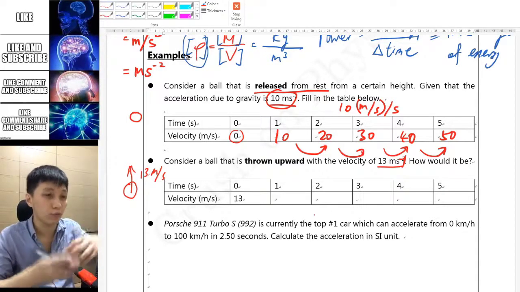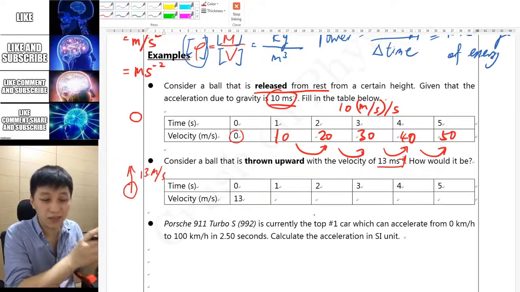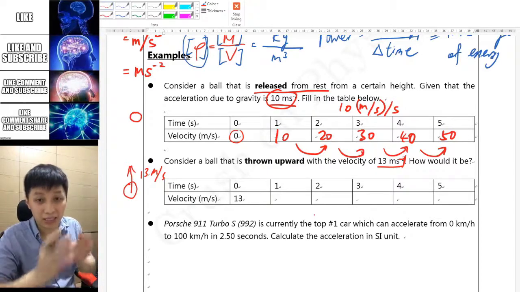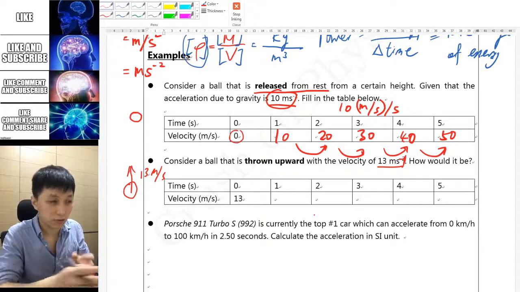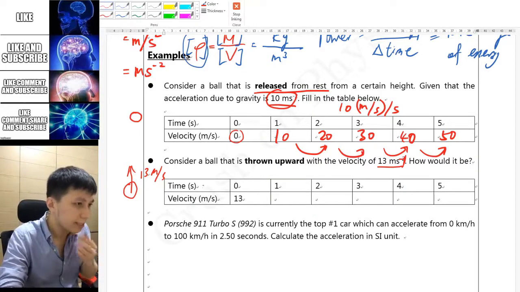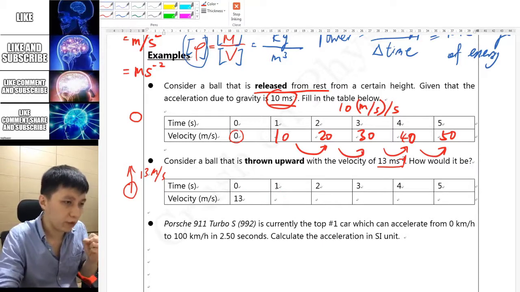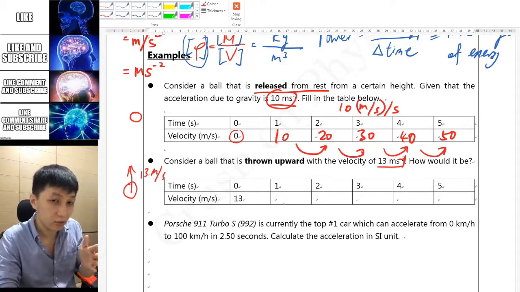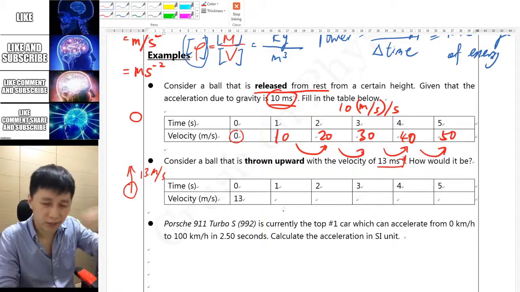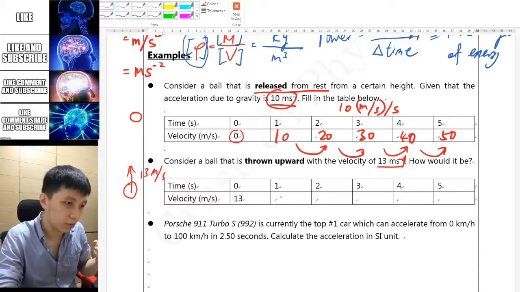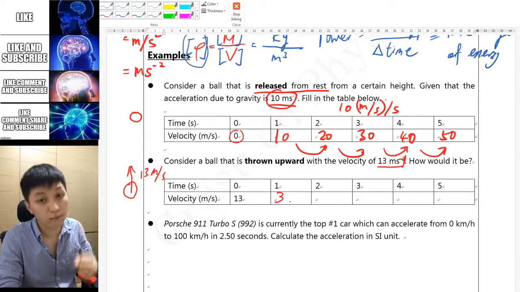Alright, it wants to pull you down. So that means, if that's the case, then it becomes deceleration. So in this case, you should be able to think of that in the next second, you should slow down instead of increasing the velocity itself. So it should become 3 meters per second only.